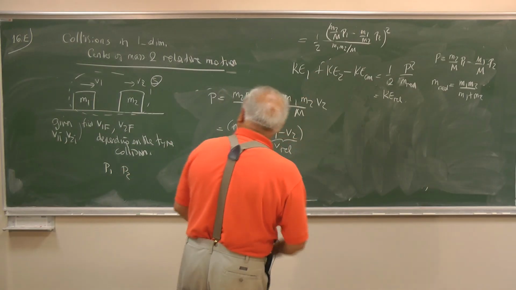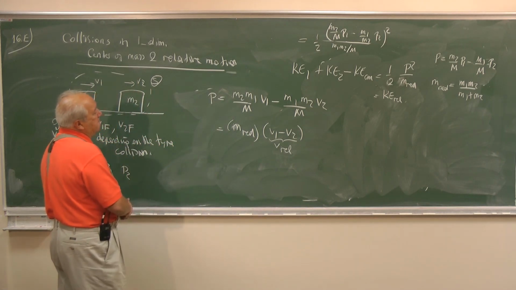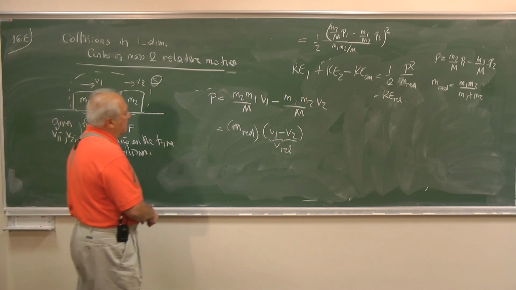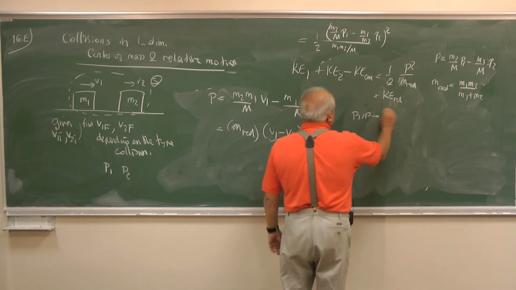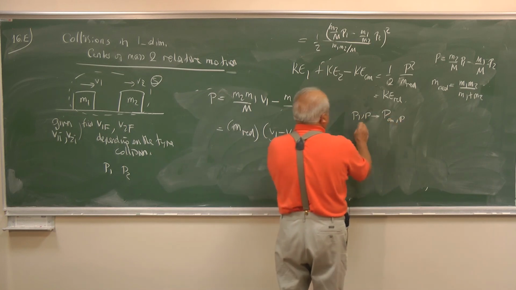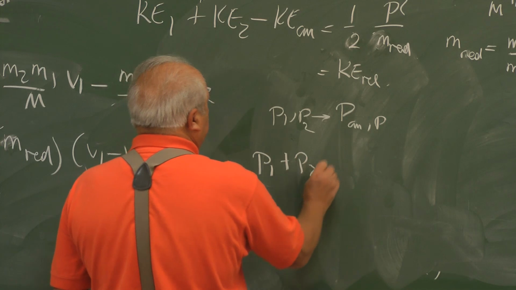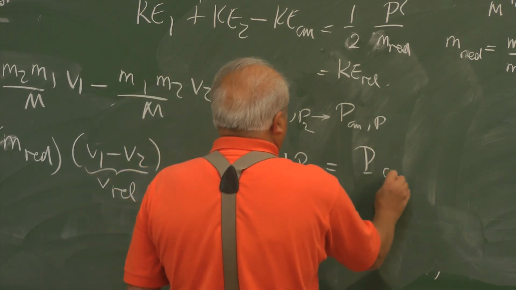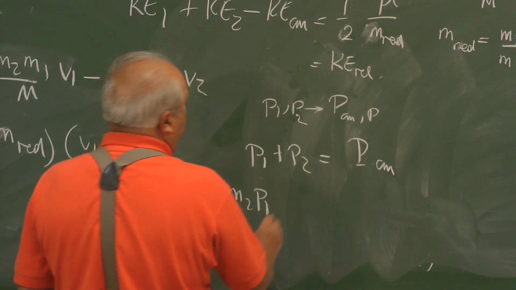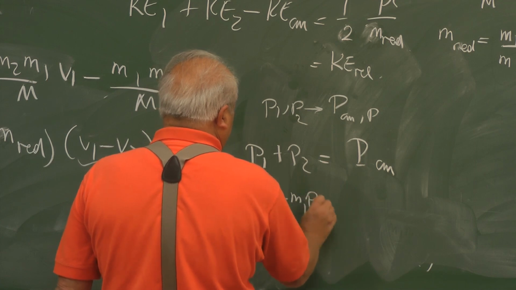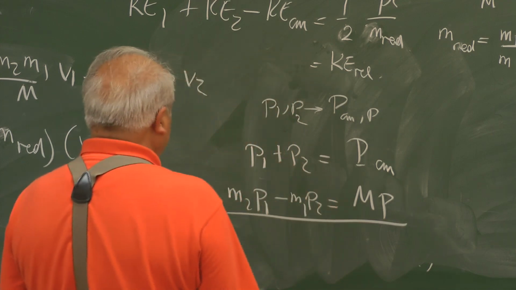Let us compute P1 and P2 in terms of, so let's make this transformation, P1 and P2, P central mass and P. So let's find each momenta like this. So let's write P1 plus P2 is equal to P central mass and M2 P1 minus M1 P2 is M times P. Let us solve for P1 and P2.